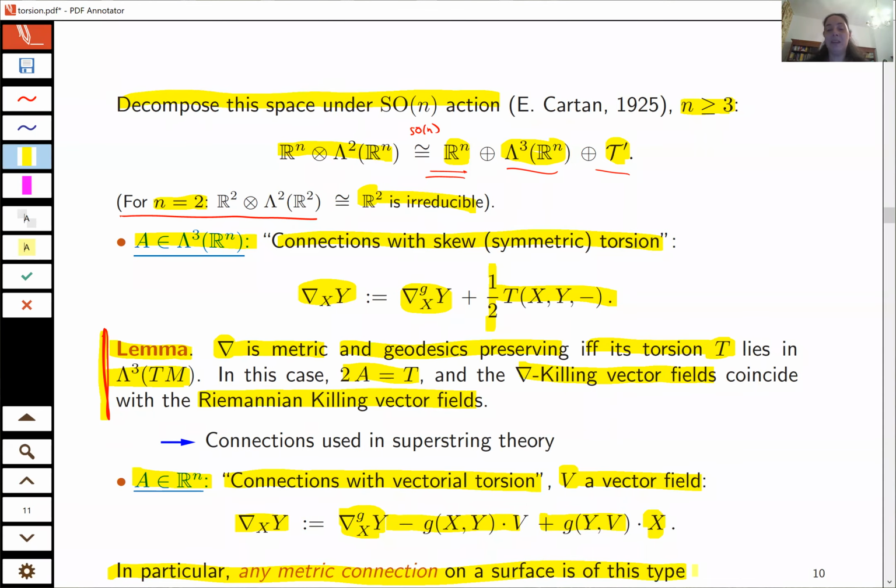Now it's clear that there are no free forms on a surface, but a priori it would have been possible to have something in this last component T'. But as I'm saying, this is not true. So this is fun to play around with. There are a few nice papers on that topic.